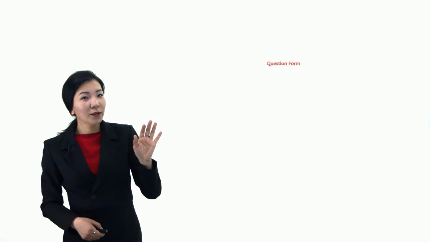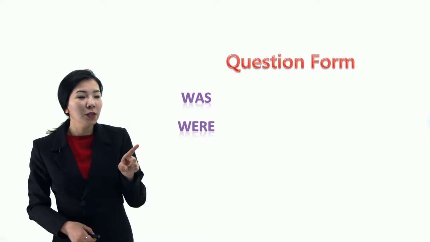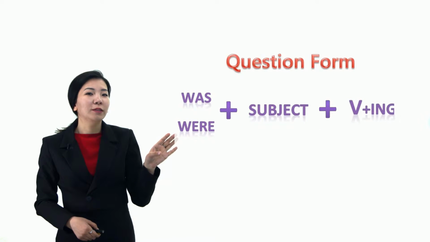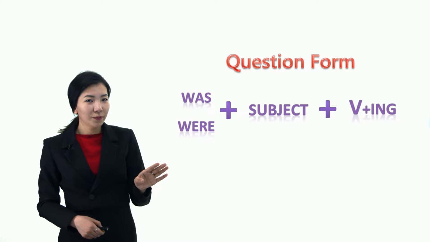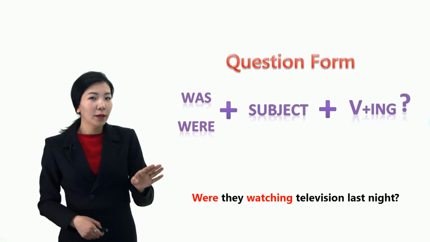And to ask a question in past continuous, we need to put the auxiliary verb was, were at the beginning of the sentence, right before the subject and the main verb with the ing ending. As an example, we can ask the question, were they watching television last night?